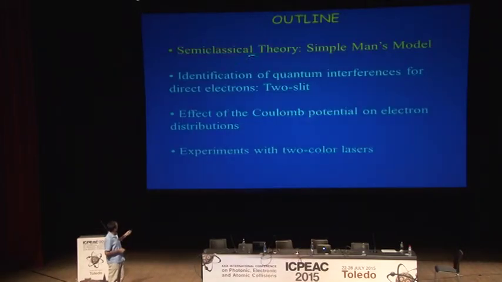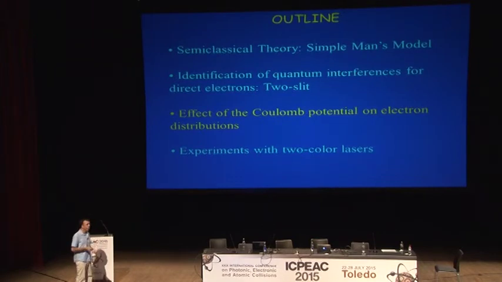Firstly, I will mention how the electron yield can be obtained through a very simple semiclassical theory. We will identify the different interference patterns that we find there, and we will see that the double-slit interference pattern will arise quite naturally. We will see the effect of the tail of the Coulomb potential on these electron interference patterns. And at the end of my talk, I will show you a couple of experiments with 2 color lasers.